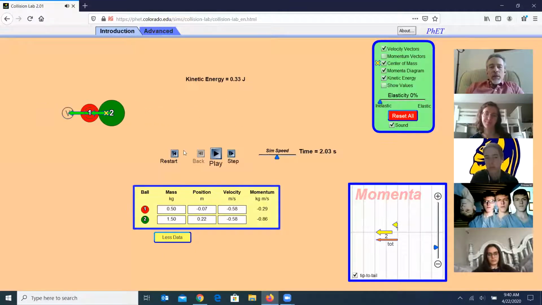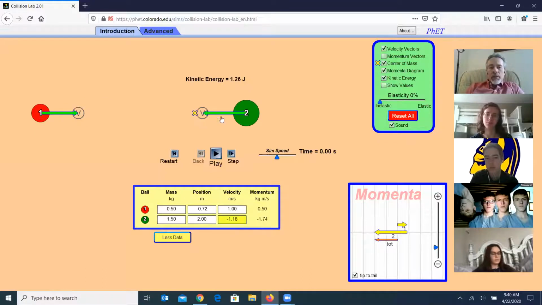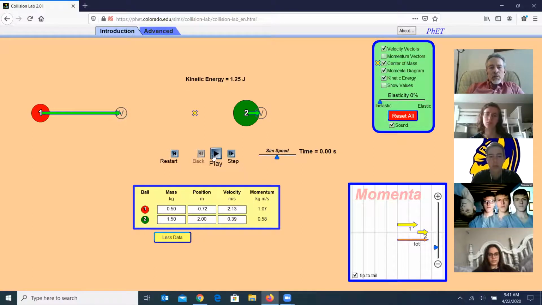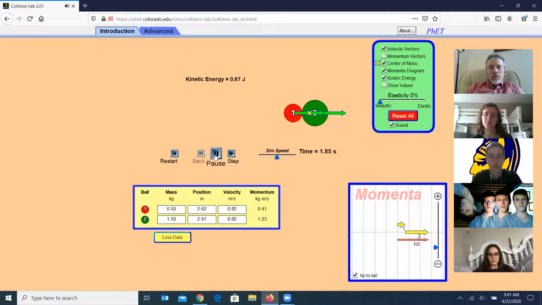Okay, and I could do it differently. It doesn't have to be like that. It could be like this. Perfectly inelastic. Or let's do one more. Let's say this one's moving that way. So for every one of those, what did you notice about perfectly inelastic? What happens?